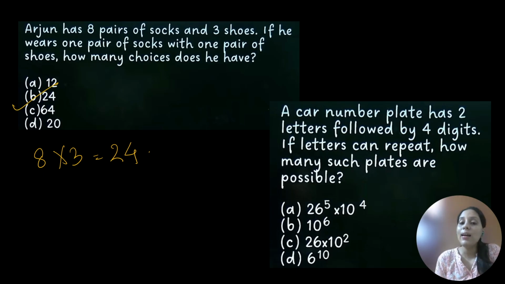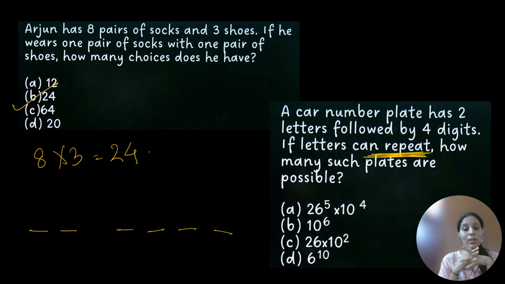Next one. A car number plate has 2 letters followed by 4 digits. 2 letters हैं और 4 digits हैं. If the letters can repeat, see, letters can repeat. How many such plates are possible? So you need to find total combinations. अब how many letters you have? 26 letters you have, A to Z. So 26 options.